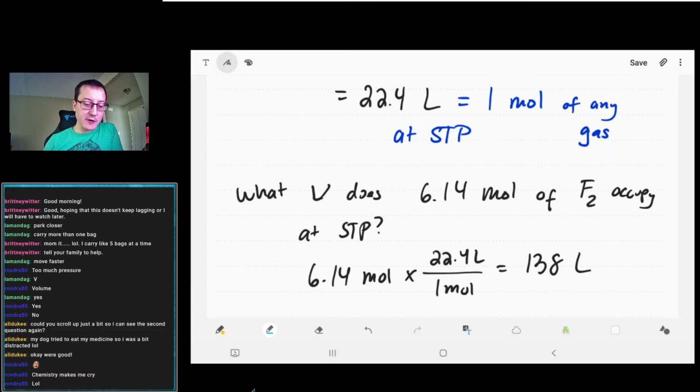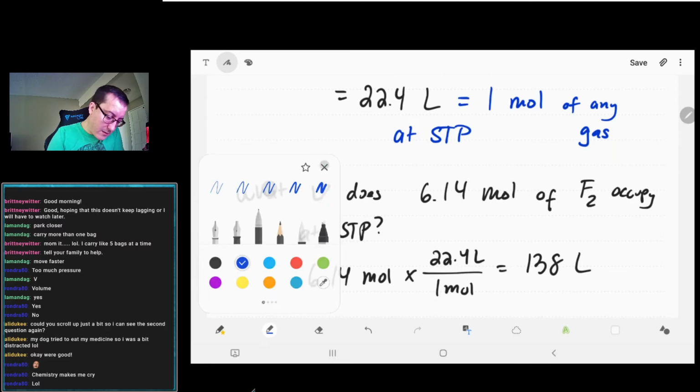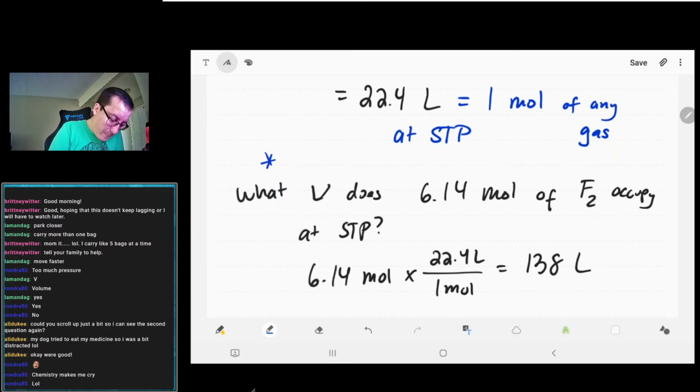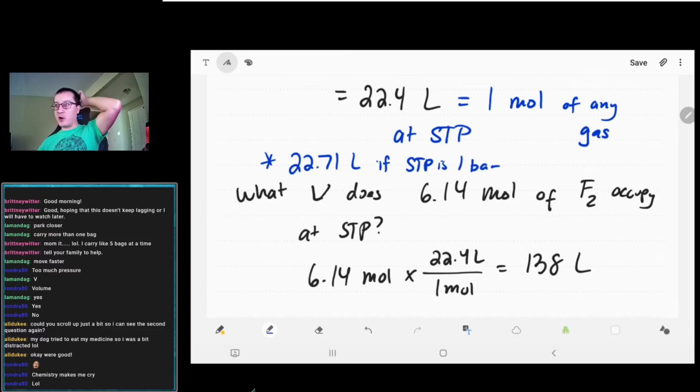So that would be one conversion factor that, again, you could commit to memory, but I don't really think it's necessary. By the way, if you use 1 bar, you actually will get a slightly different number for this, because your pressure is different. So just throwing that out there as well. Again, this is probably even less likely to ever come up, the 22.71, but there it is.